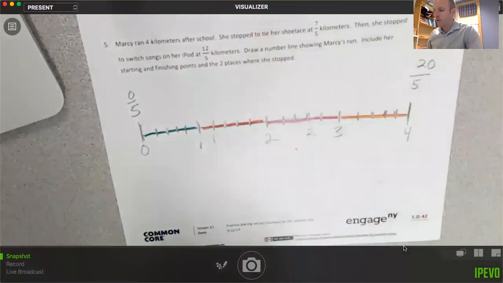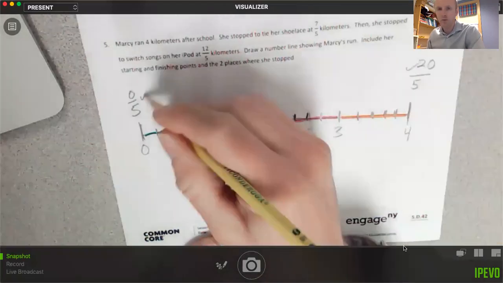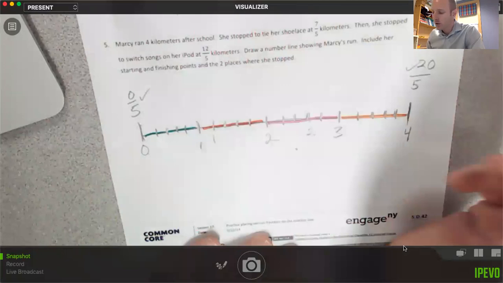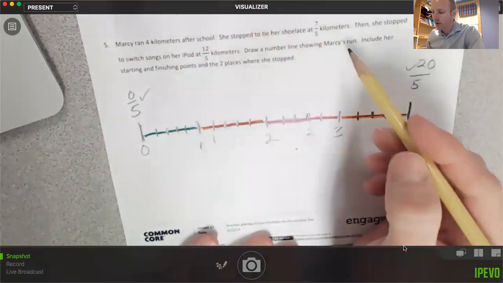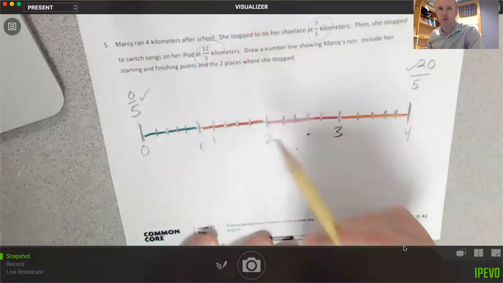And then I've done 2 of the things they asked. They said the starting point and the stopping point. I just marked those in reverse order. The only other thing I need to do now is include the spot where she tied her shoe and the spot where she switched songs on her iPod.